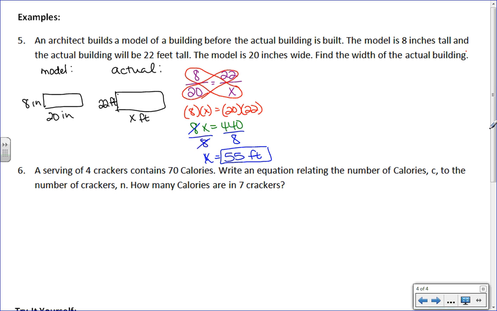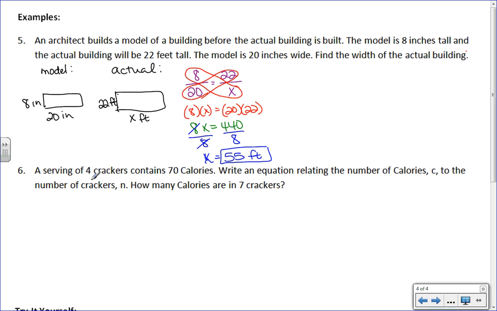Well, this still represents a proportional relationship, and if the question didn't say write an equation relating the number of calories to the number of crackers, we could actually solve this one with a proportion as well. However, if we have to write an equation anyway, we might as well just go back to what we did earlier on in this lesson on example 3, where we found that unit rate first.